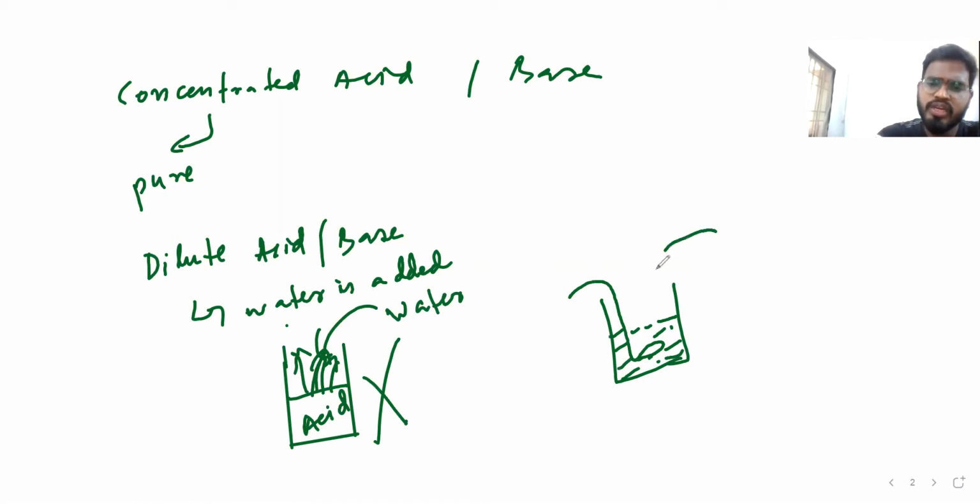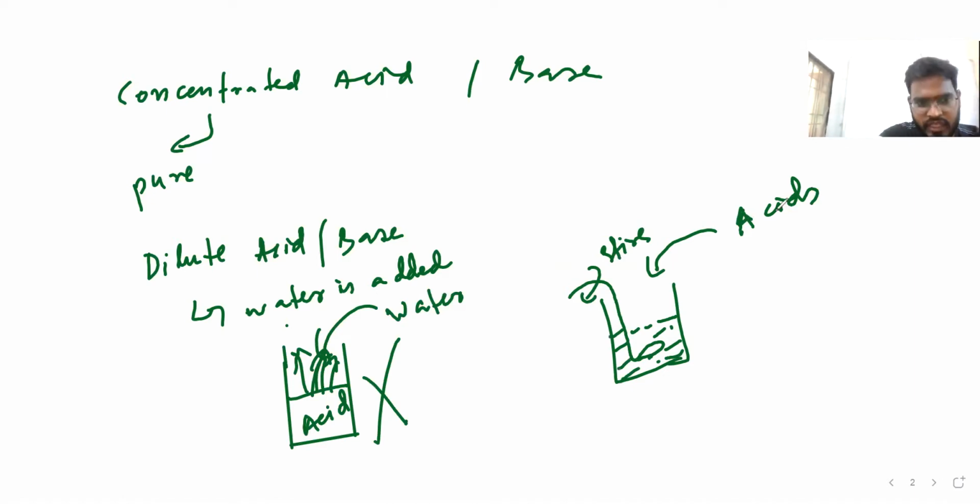Then you slowly put in the acid, and then you stir it also. Then we can say it will be safe, and that way we can dilute it. So concentrated acid and concentrated base are pure acid and pure base. Dilute acid or dilute base is what here? The same way we will do in the base also.